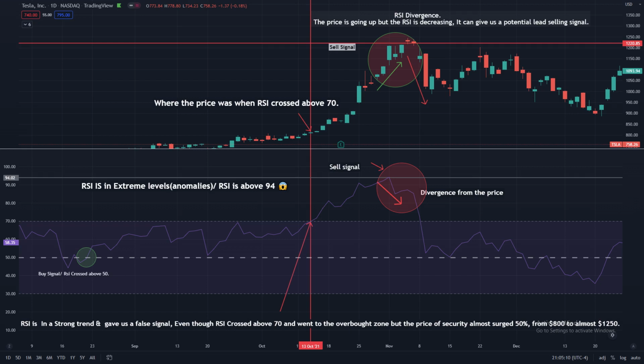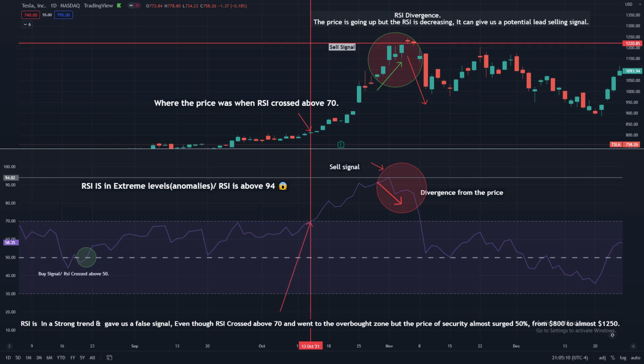Another strategy that we can use here is, if you notice the RSI level, you can see RSI is at very extreme levels and is above 94, which is an anomaly in the RSI range. We can also interpret that the price of the security is overextended and the market has overreacted, and a potential correction should be on the way.